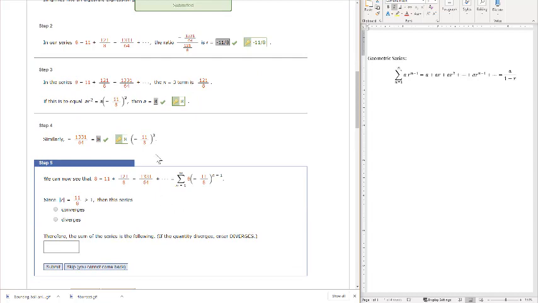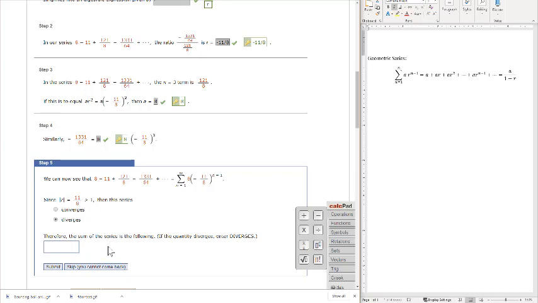Now we know it's a geometric series, and we know for geometric series that if the absolute value of r is bigger than or equal to 1, then the series is going to diverge. If it's strictly less than 1, then it's going to converge. So this is going to diverge, and since it diverges, its sum does not exist.